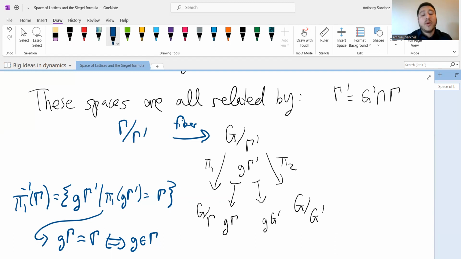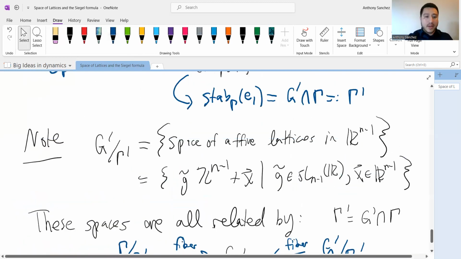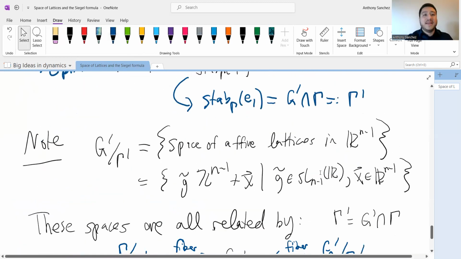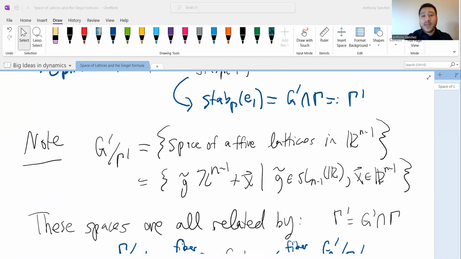And earlier the orbit stabilizer theorem told us that this coset right here is nothing more than the primitive integer points. A similar computation that I'll leave for you will show that the fiber of pi 2 is going to be G prime mod gamma prime, which is, I think I wrote it up here, just the space of affine lattices. And so that will conclude for us the first lecture.